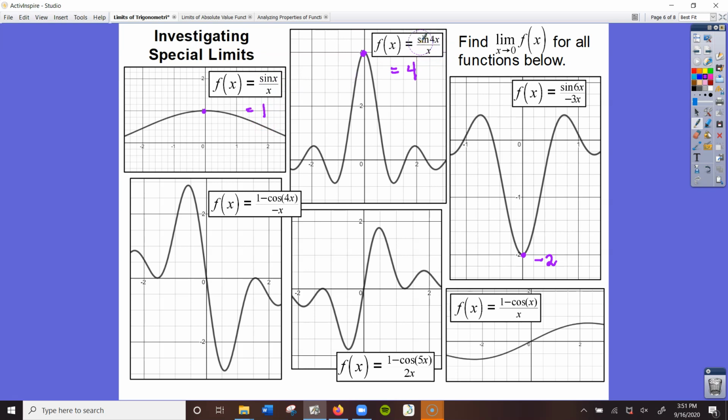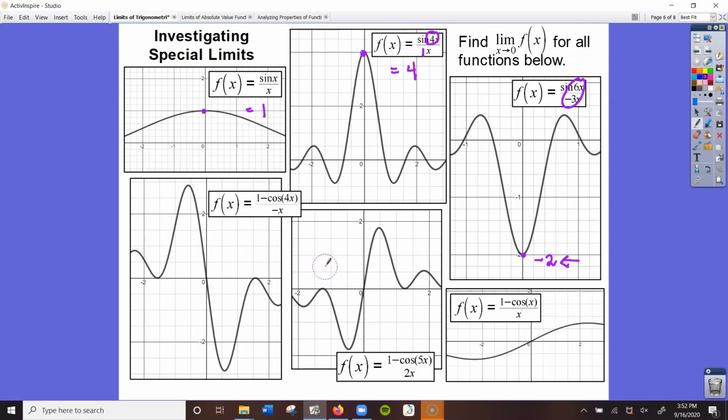For this second one, we have sine of 4x over x. In the numerator, I have 4. In the denominator is 1. When I divide 4 by 1, I get 4. And for this last one here, I see my coefficients are 6 and it's over negative 3. If I were to divide 6 by negative 3, I would get negative 2.